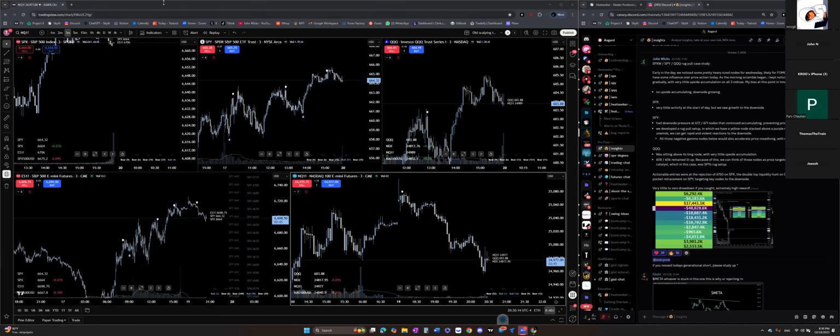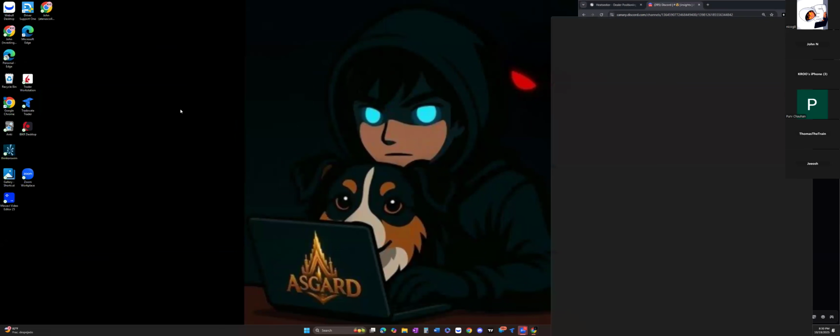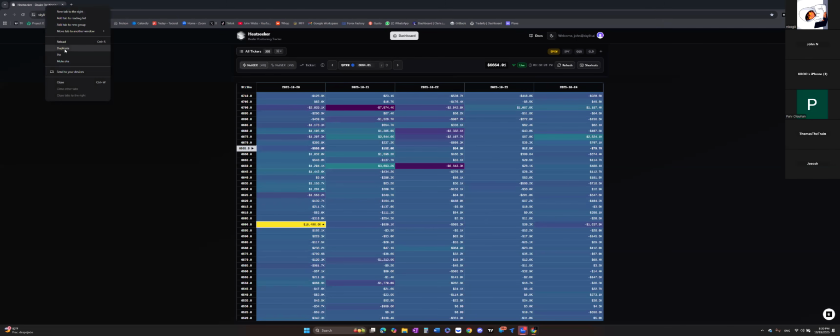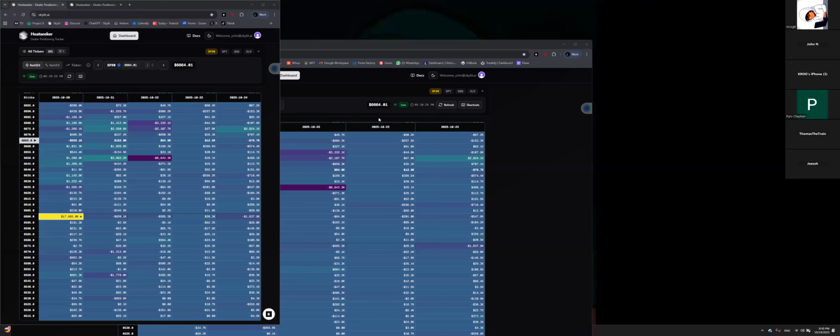Shorty, I'd be happy to show you how I set up my Heatseeker. This here. And what I'm doing is this. Duplicate tab, boom, boom.